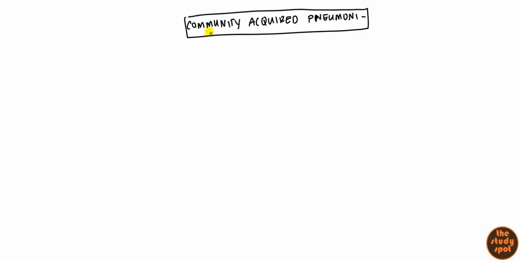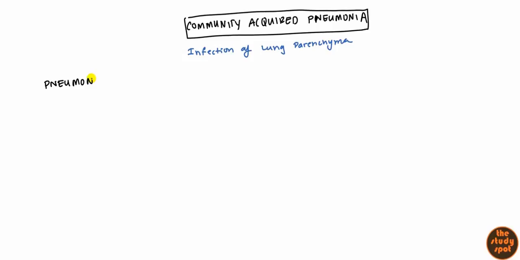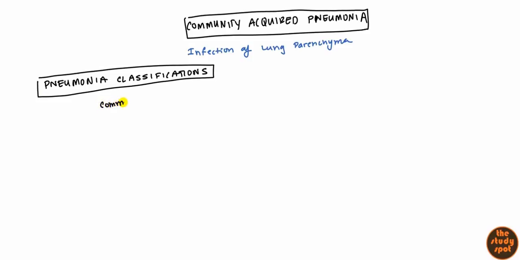We're going to be looking today at community-acquired pneumonia. So let's go ahead and begin with the definition of community-acquired pneumonia. Pneumonia in general is infection of the lung parenchyma. Now, there's several different ways to classify pneumonia, and currently it's grouped into three broad groups.